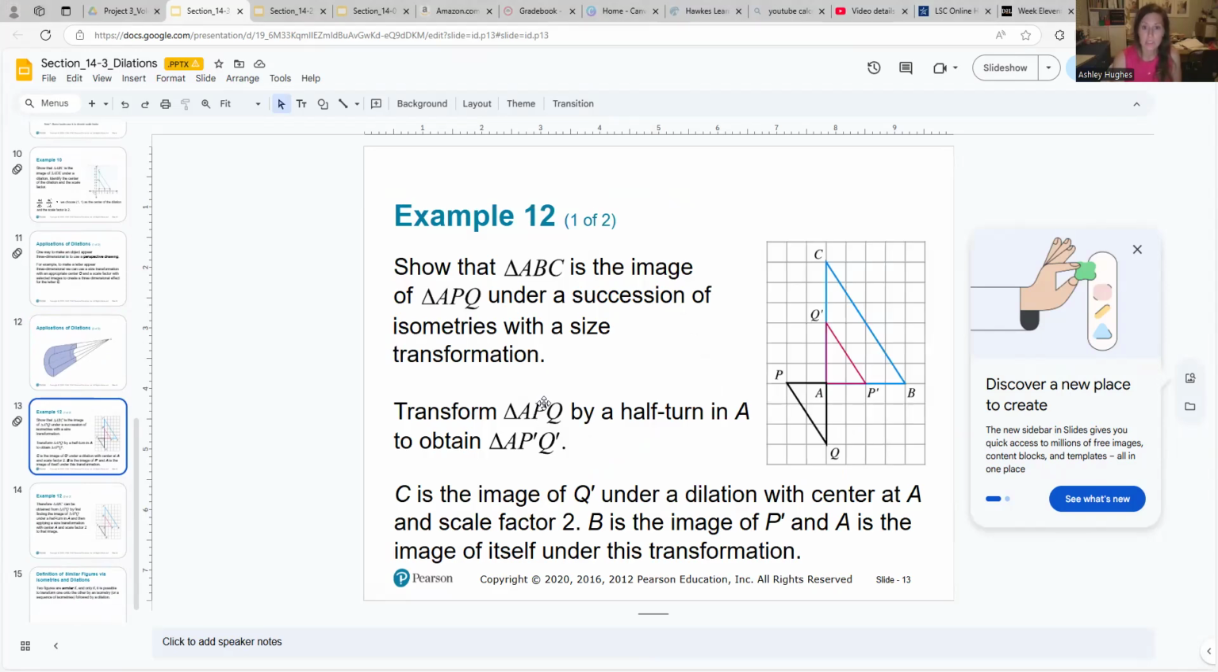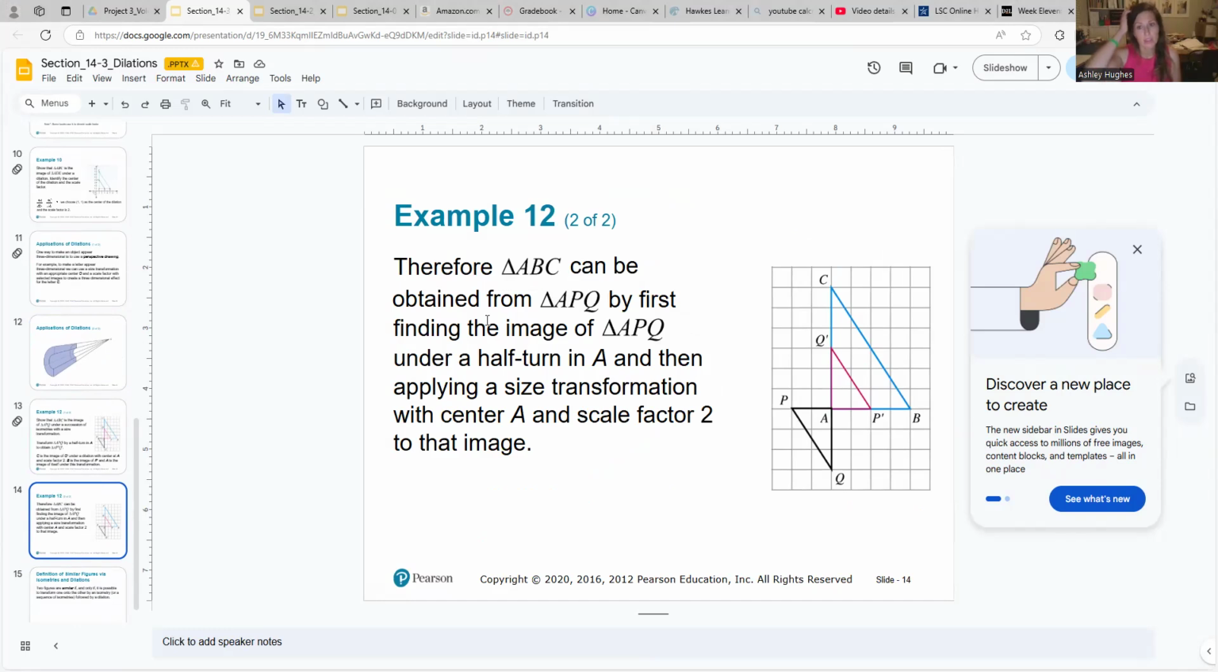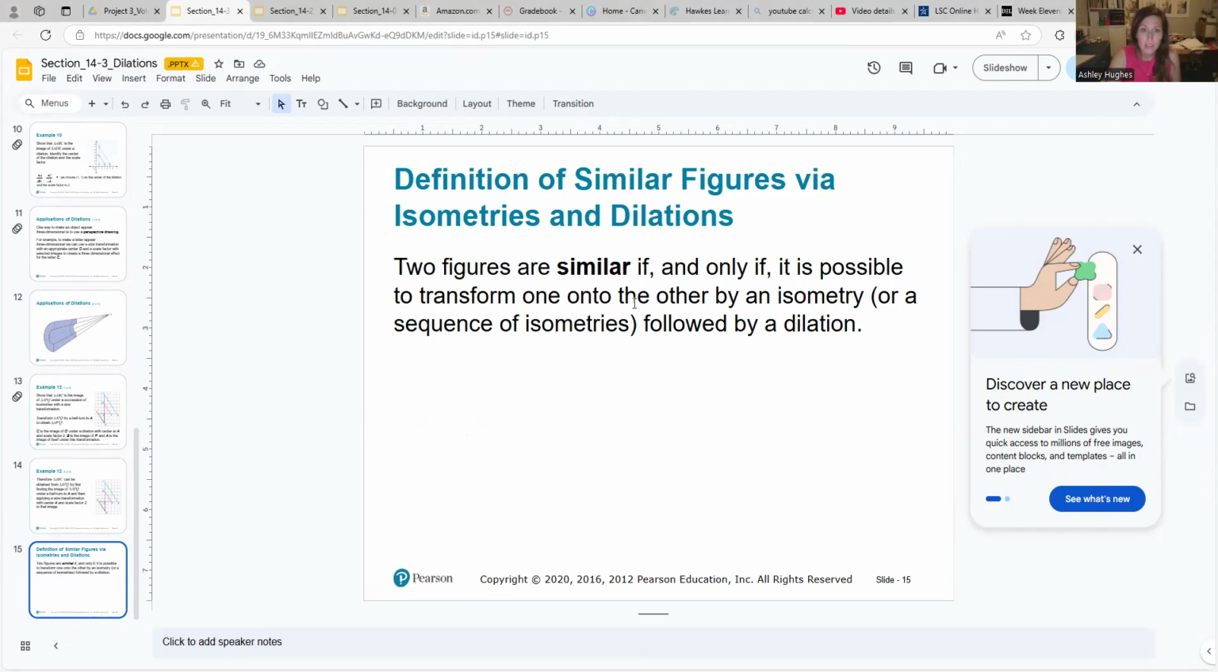And then here's just a few examples. It says, show that ABC is the image of APQ under a succession of isometries with the size transformation. So we rotated it and then we dilated it with a factor of 2. They're similar if and only if it is possible to transform one onto the other by an isometry, followed by a dilation. So that's just another way to think about similarities.